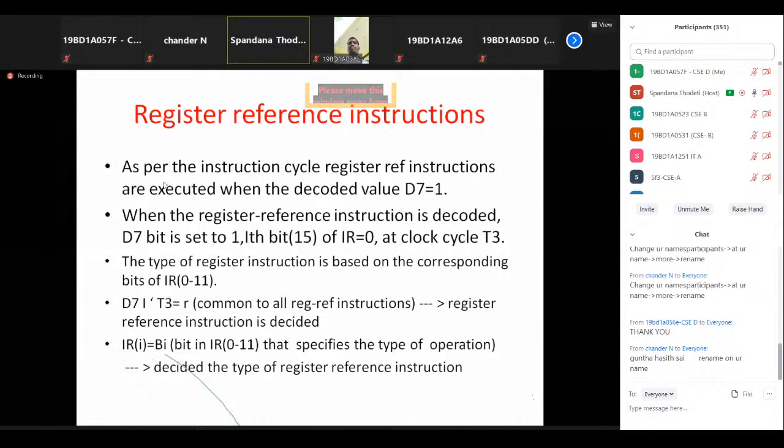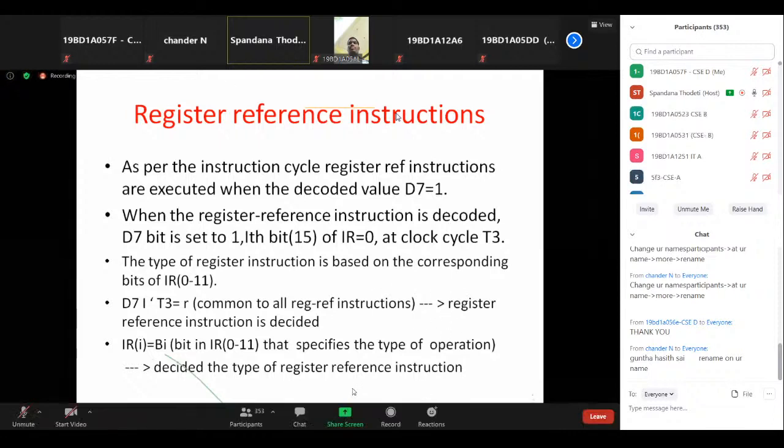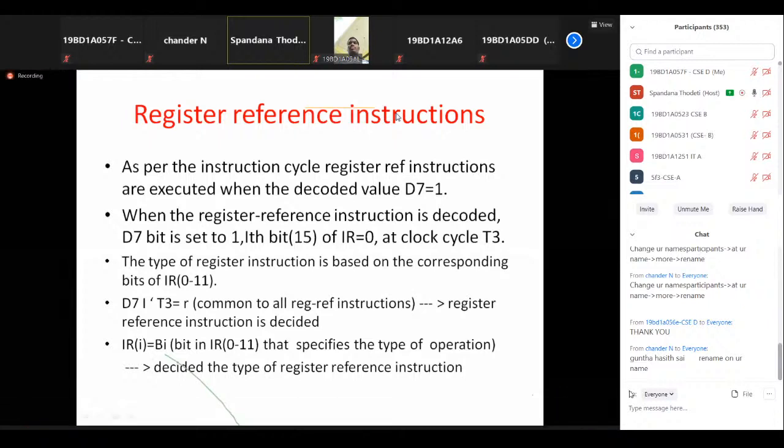Right? Now we will see the register reference instructions. In the previous class, we saw what register reference instructions we have, just the names of those instructions. Now we will see those register reference and memory reference instructions with respect to the corresponding register transfer languages. We will see the register transfer language for every instruction in this class, with respect to the instruction cycle. First, let us see the register reference instruction.